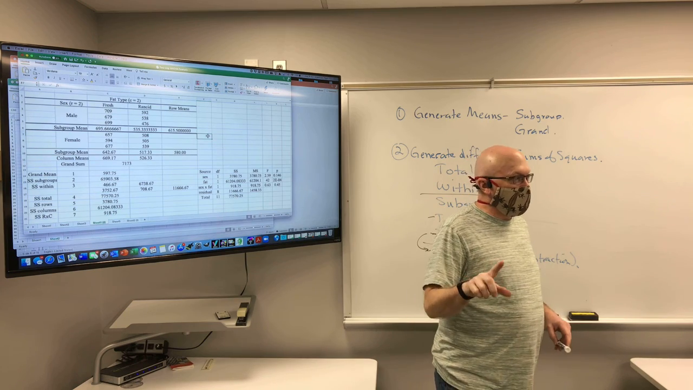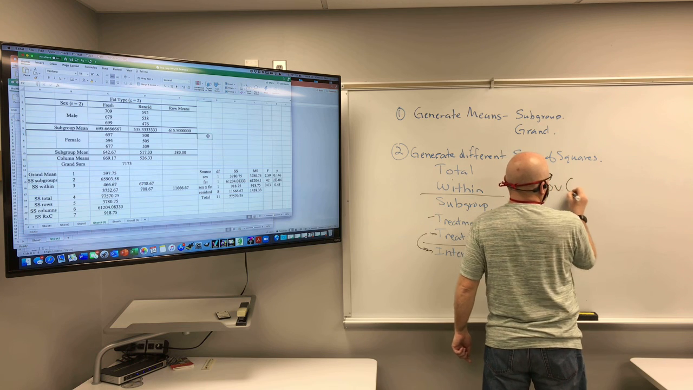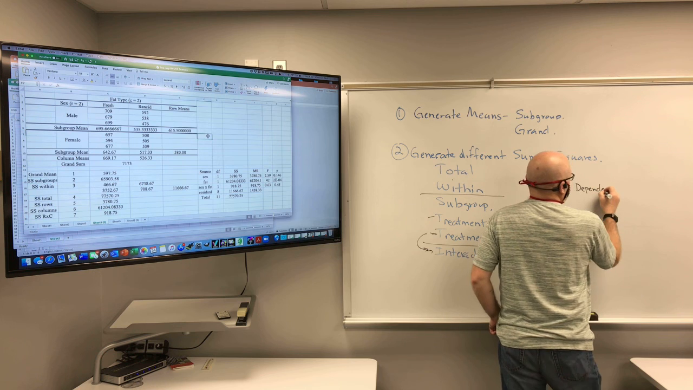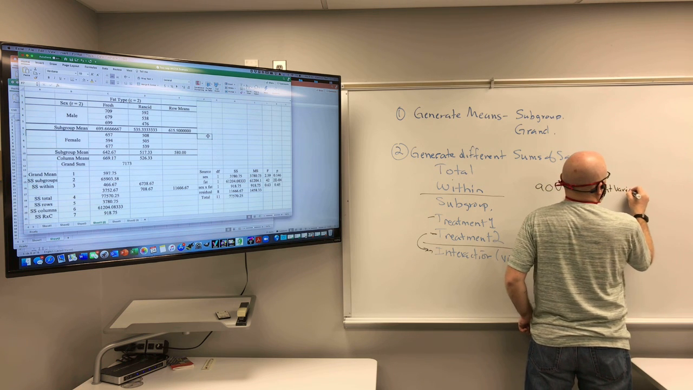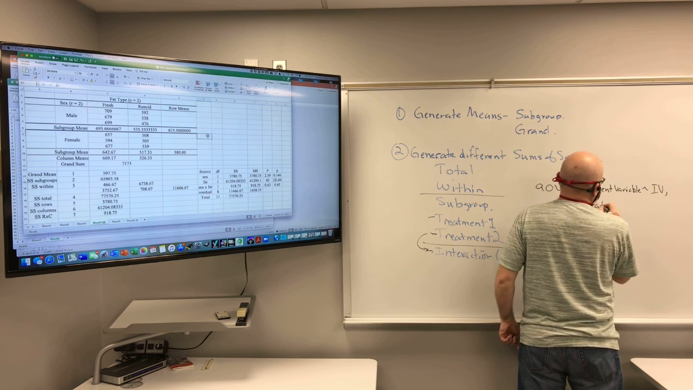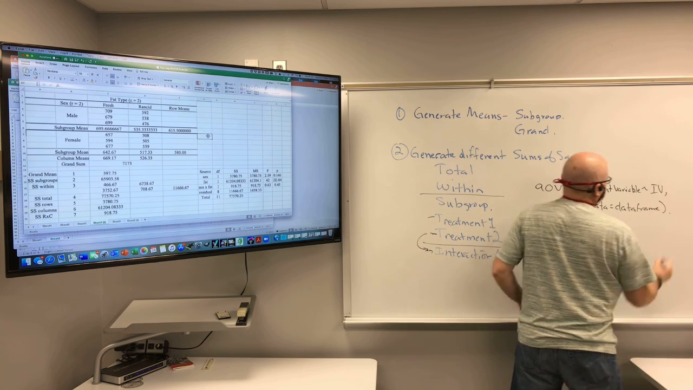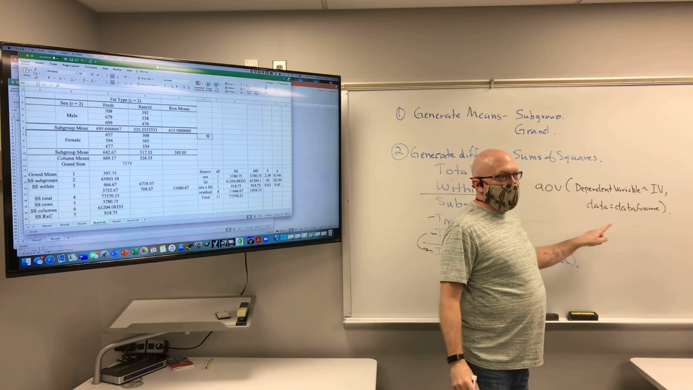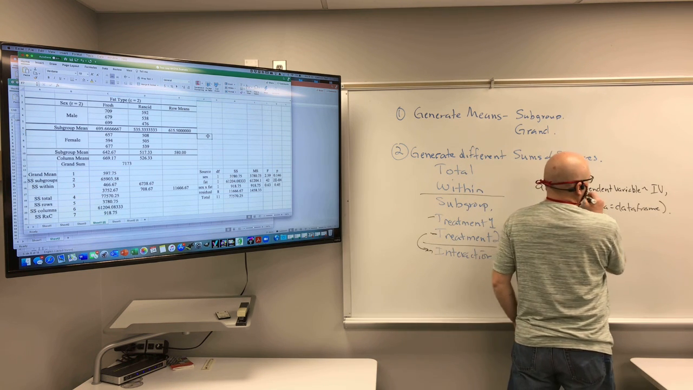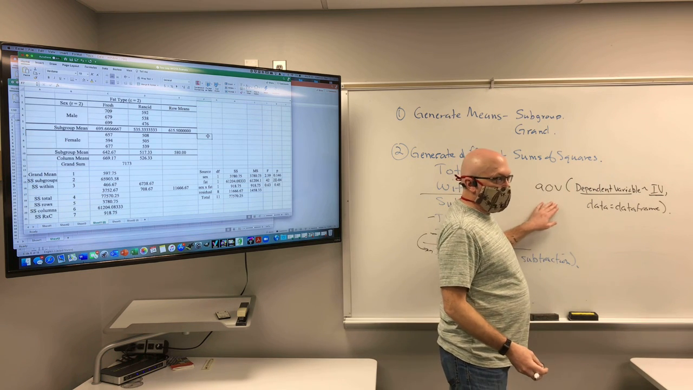Homework for Friday, since we didn't do any live scripting today: a normal analysis of variance is the dependent variable tilde the independent variable, data equals data frame. How would you alter this syntax to turn a one-way ANOVA into a two-way ANOVA? So this is how you do it for a one-way ANOVA. You have a dependent variable and one independent variable. How would you alter this to make it a two-way ANOVA?